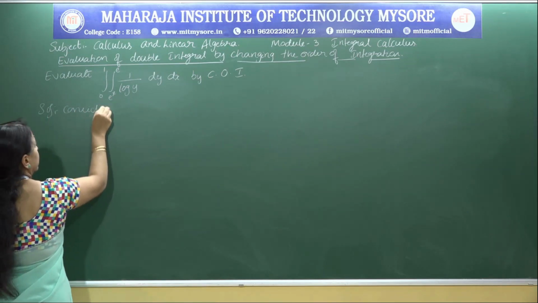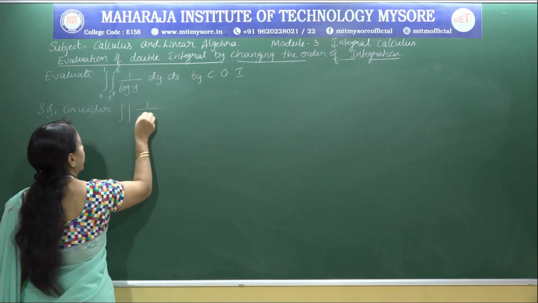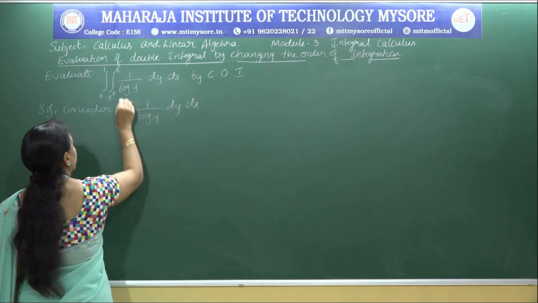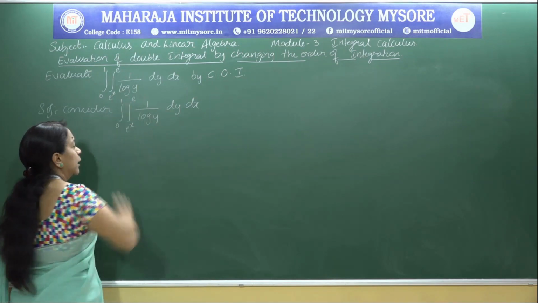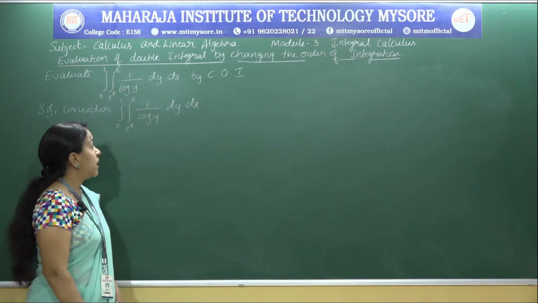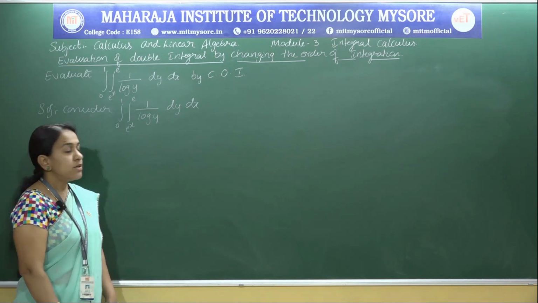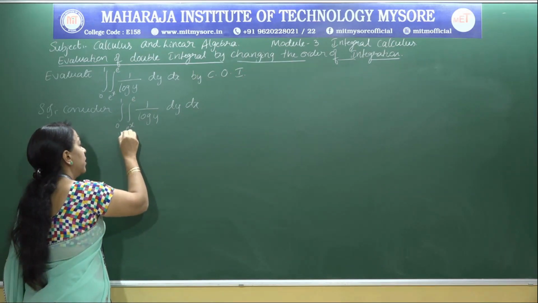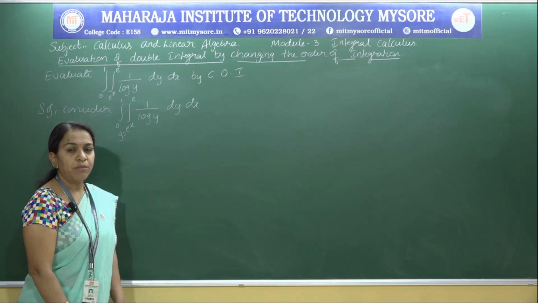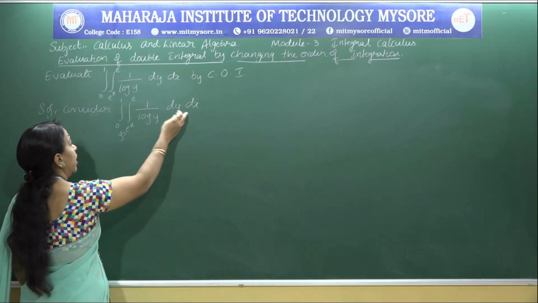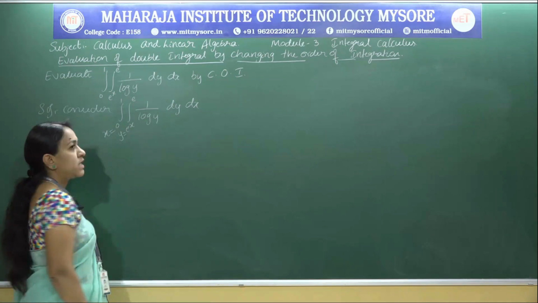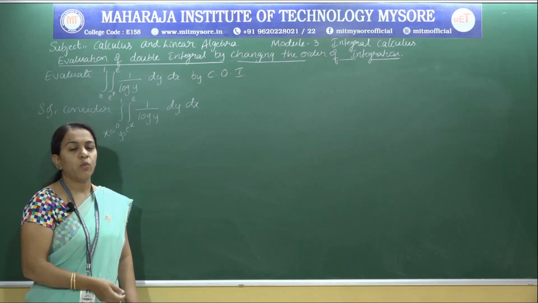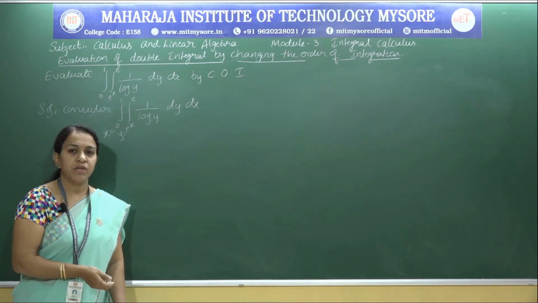Consider the double integral of 1 over log y dy dx between the limits 0 to 1 and e power x to e. So, we know to consider the limits of x and y. Since we have x in the limit place, this should be the limit of y. So, y varies from e power x to e, and then we have an x limit which is a constant limit. So, in this case x is a constant limit and y is a variable limit, as we solved in the previous problem.